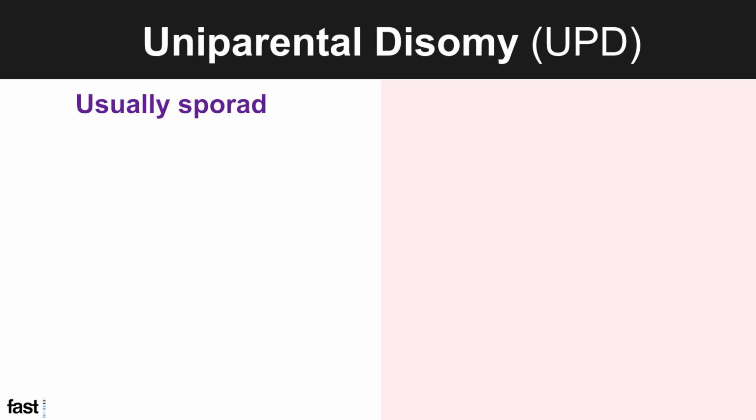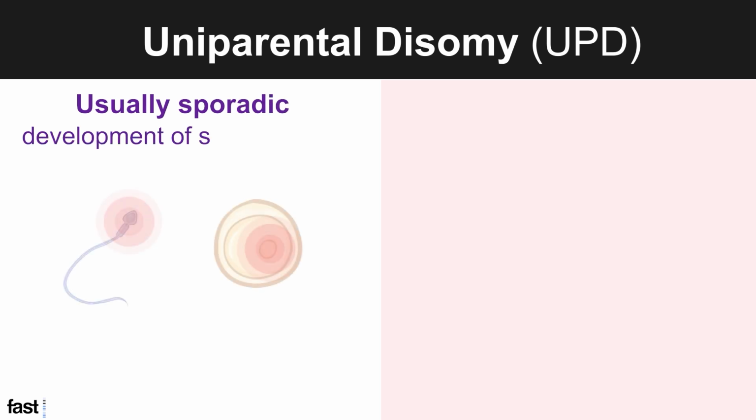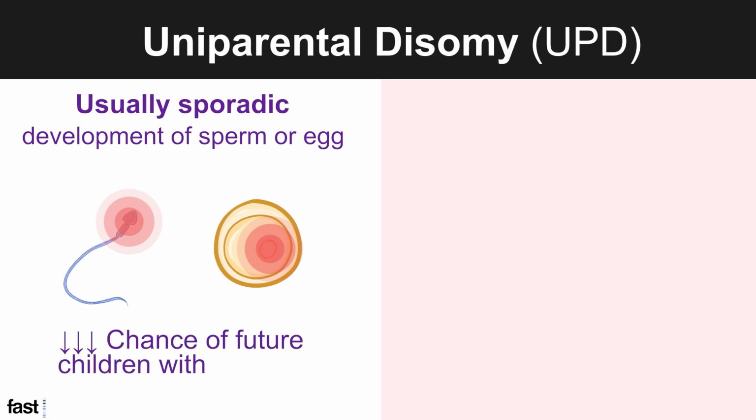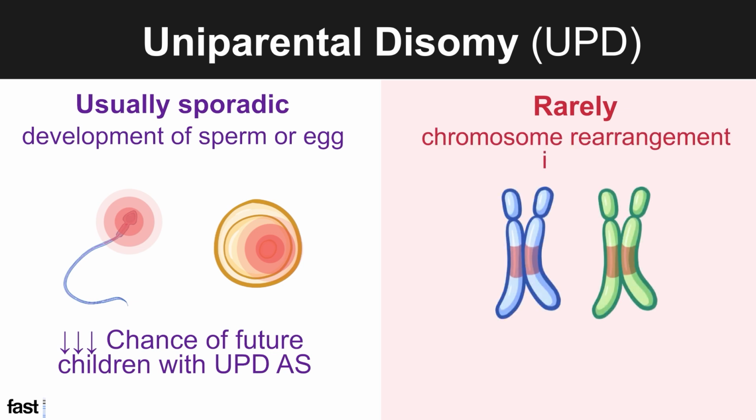Usually, UPDAS genotype is a sporadic event that only occurred during the development of the sperm or egg, and other family members do not have an increased chance of inheriting AS. Rarely, parents can have a chromosome rearrangement in their cells that increases the likelihood that additional children will have UPDAS.